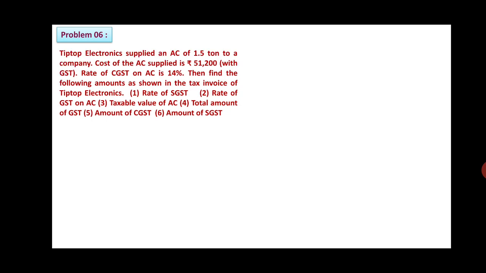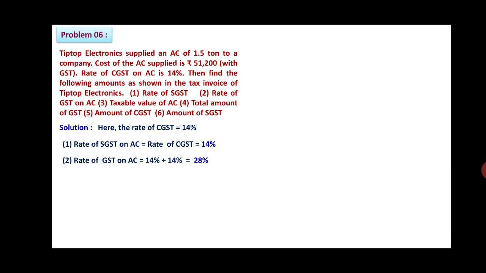First, we have to find out rate of SGST, then rate of GST on AC, taxable value of AC, then total amount of GST, amount of CGST and the amount of SGST. So friends, we will start. Here the rate of CGST is 14% given. So the rate of SGST on AC will also be the same as the rate of CGST, which is 14%. First example, first solved. Now second, you have to find the rate of GST. So rate of GST on AC will be the addition of SGST plus CGST, 14 plus 14, that is 28%.